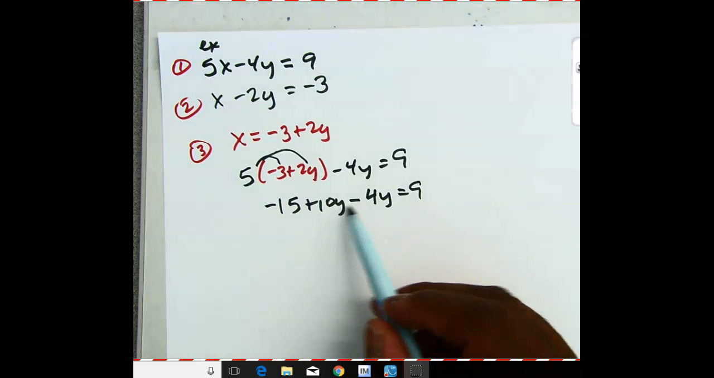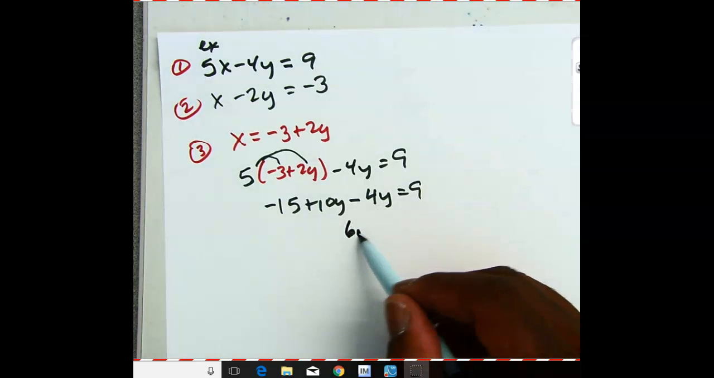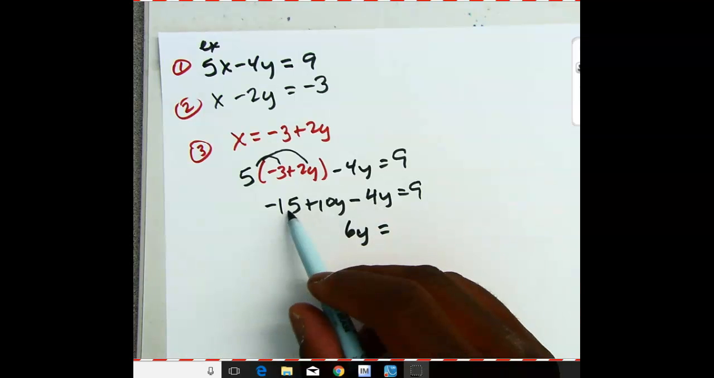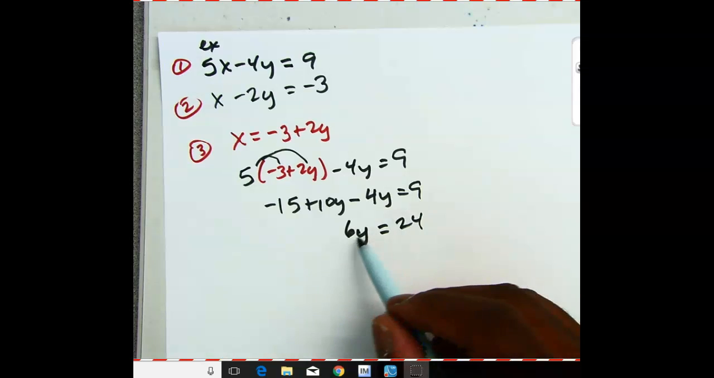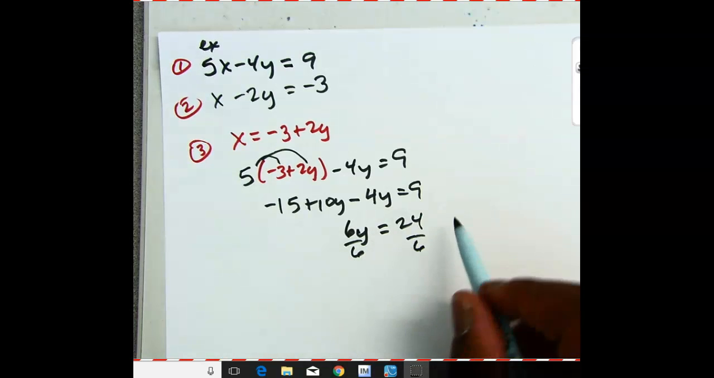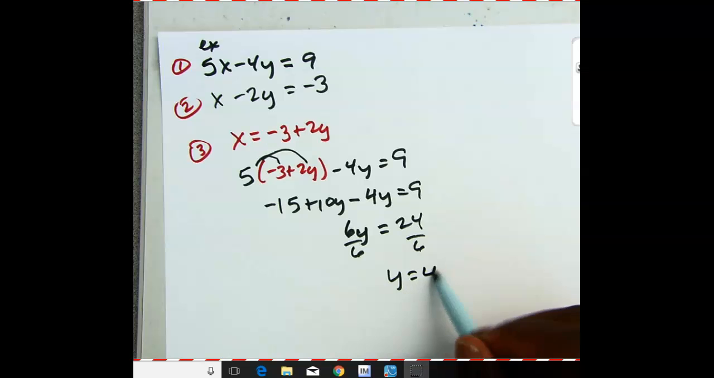Combining like terms, 10y minus 4y is 6y. That's equal, add 15 to both sides. 15 plus 9 is 24. And divide by 6. Y is equal to 4.